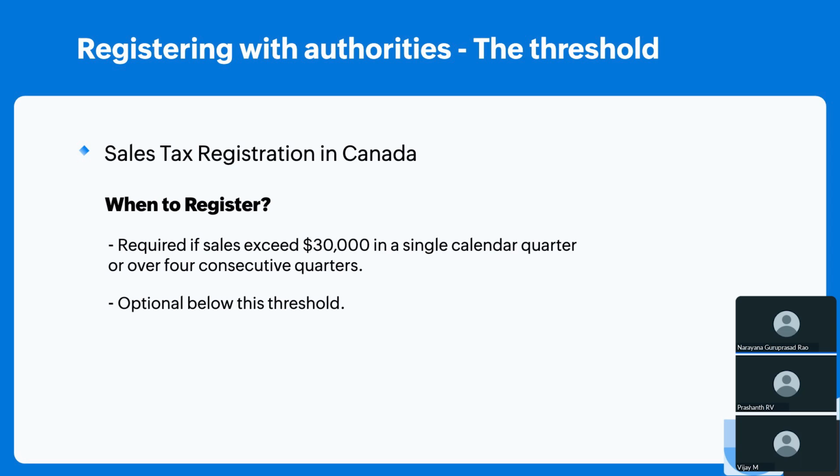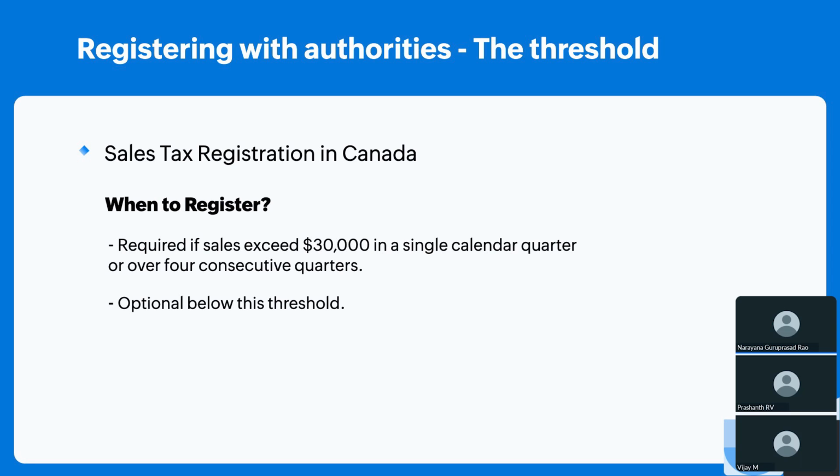So if your total sales exceed 30,000 Canadian dollars in a single calendar quarter or over 4 consecutive quarters, registering for GST/HST is mandatory. However, if your revenue is below this threshold, the registration is optional.